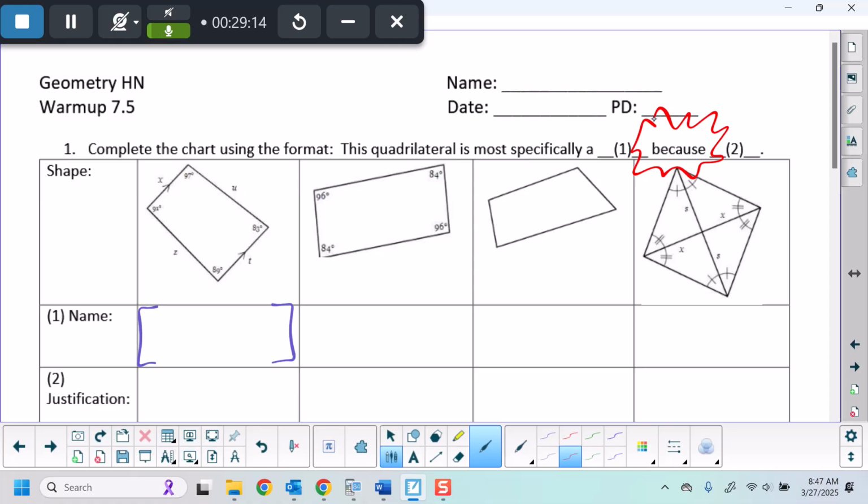So turn to your partner and fill in the top of this chart and move on to the bottom when you finish. Go.